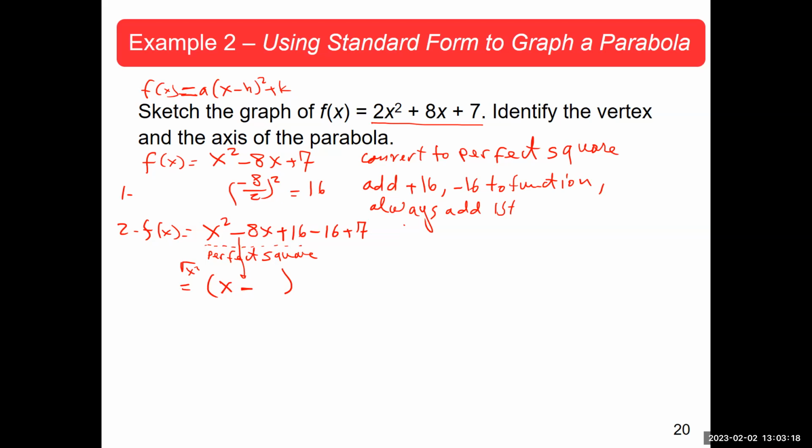Now, the square root of 16 is 4. Now I put the square here. Done. Negative 16, now add those two numbers together: 16 minus 16 plus 7, you get negative 9. Wow, do we know now where the vertex is? Yes. The vertex is positive 4, comma, negative 9.